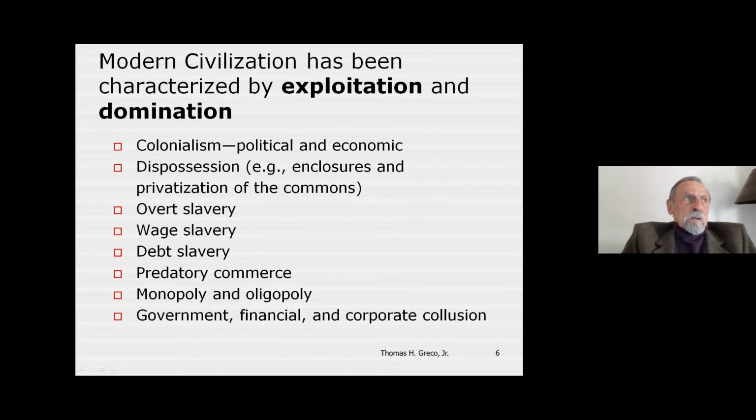So looking back on the history of Western civilization, we've seen that it's been characterized by exploitation and domination in many different ways. Colonialism, dispossession, slavery of different kinds, predatory commerce, which leads to monopoly and oligopoly, and increasing collusion between politicians, financiers, and corporatists.